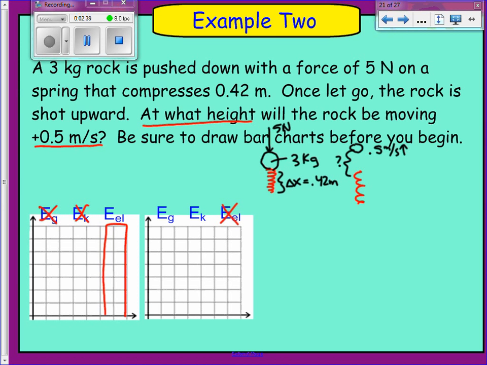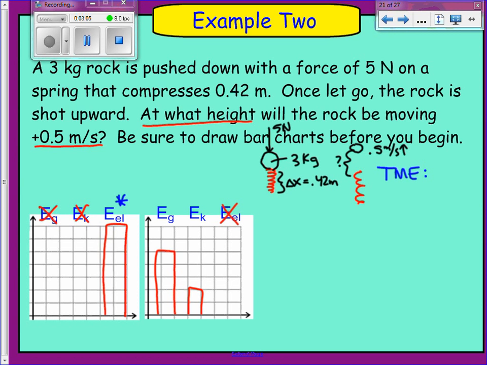Now, without doing any calculating, I don't know which one's higher, but let's make a guess for now. Let's say most of it's EG, and only a little bit is EK. But we at least want to get some bar charts in there so we have an idea, and we want to make sure that they equal the E elastic. All right, just like the last problem, I want to first figure out, if I can, my total mechanical energy, and I'm going to try to get that from my first bar chart.